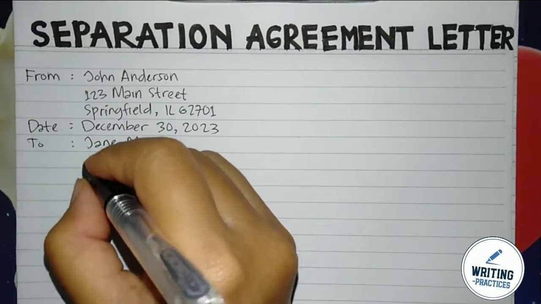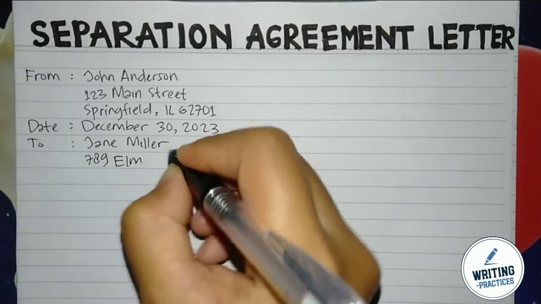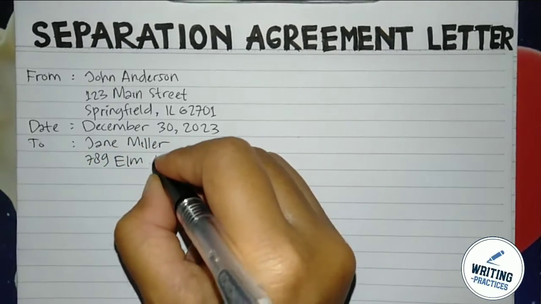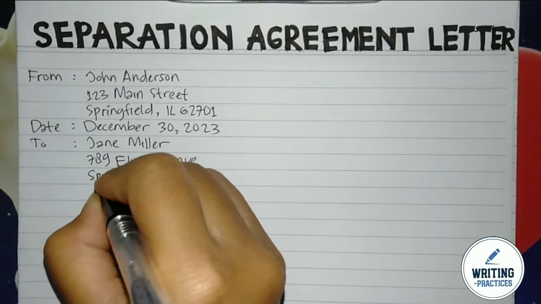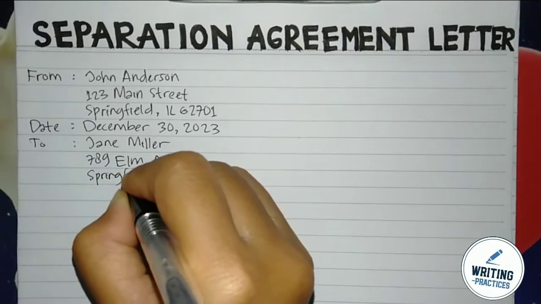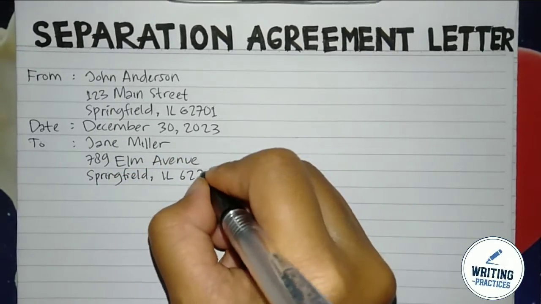Check this out. First of all, write your full name. And then, write the occupation in the company and the organization name. Or, you can also simply write your home address. After that, write the date of the letter. You can use the format of month, date, and year.